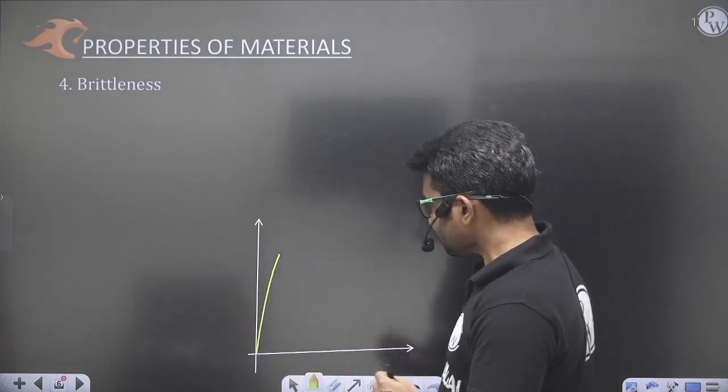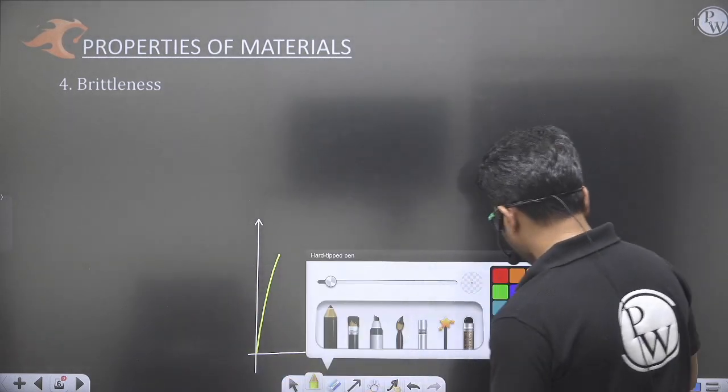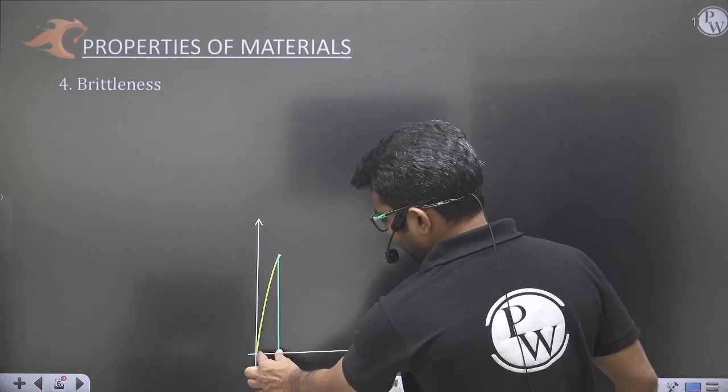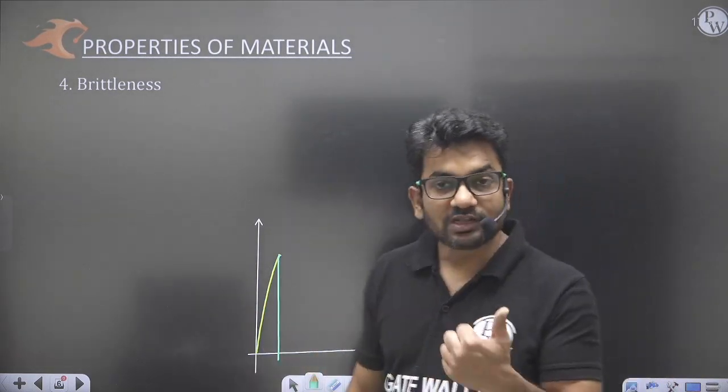It will break down into two pieces. The strain at the time of fracture will be very less. So a stone can be called a brittle material. Same thing with concrete.